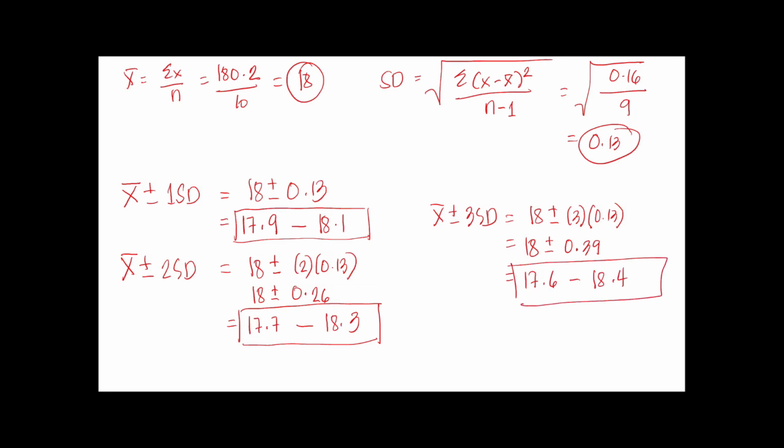18.4. That means that under the Gaussian curve, the area in the first SD would be 68.3%. Next, the second SD represents 95.4%. And lastly, the third SD represents 99.7%. So that's how we get the reference ranges and the SD values.